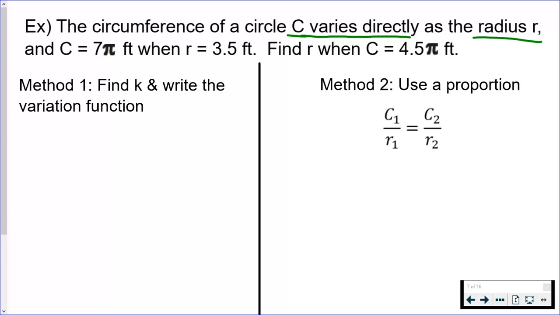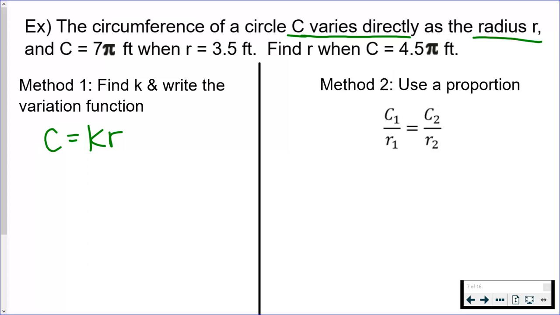So like I said earlier, C varies directly as R is what should jump out at you. I write that as C equals, C varies. Since it's directly, it's just equal to R multiplied by any constant that you want. I always use K.